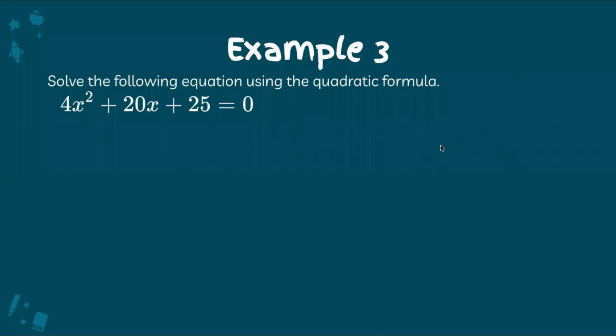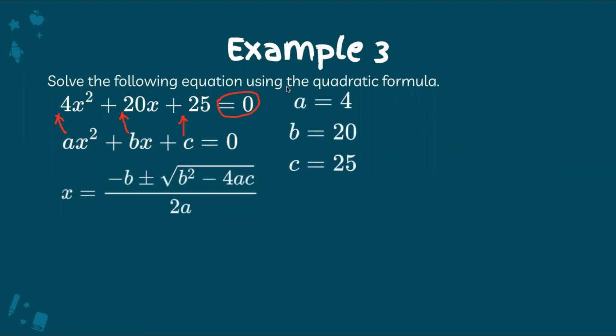Here is another example for us to try. We have the quadratic equation 4x squared plus 20x plus 25 equals 0. Our quadratic equation already equals 0, so we can go ahead and identify our a, b, and c values. Again, here is our equation format. Our a value is going to be 4, b value is going to be 20, and c value will be 25. Now that we've identified a, b, and c, let's plug it into the quadratic formula.